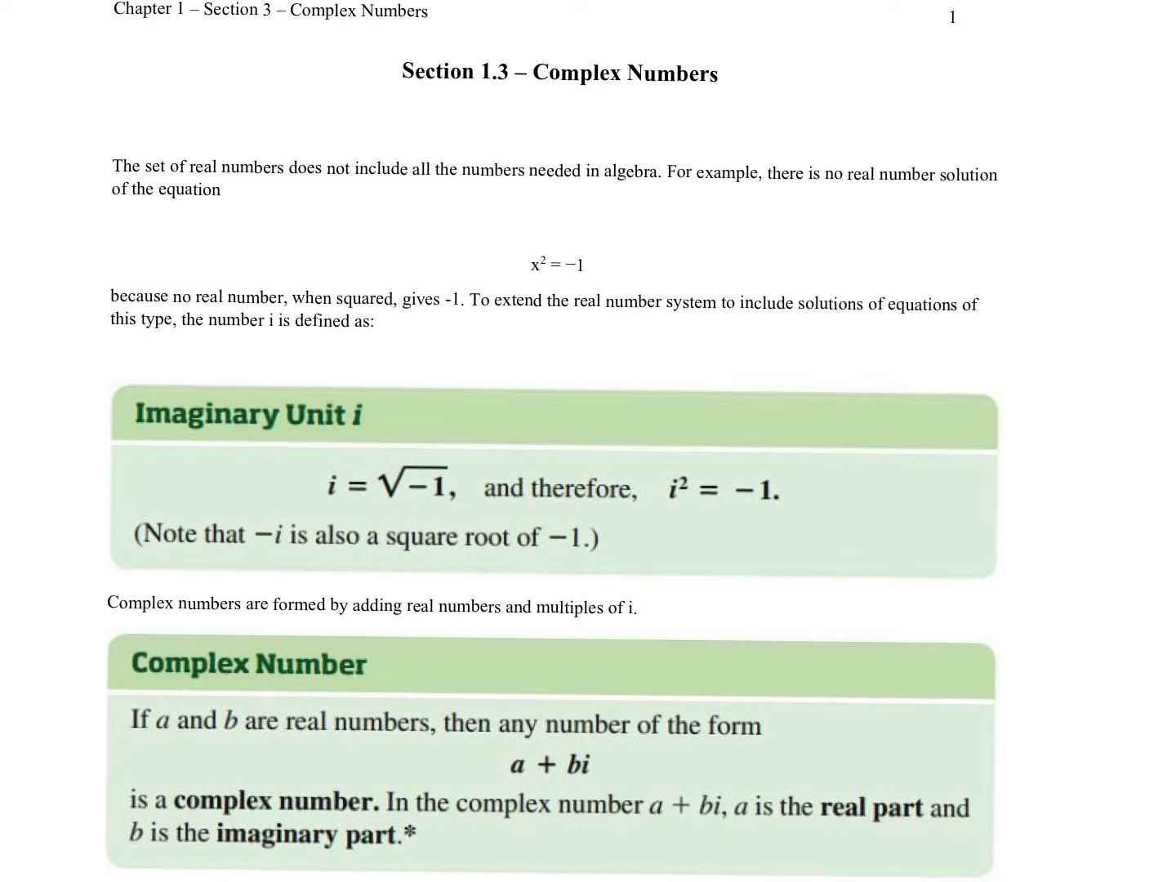So we're going to review complex numbers, which you learned about in Algebra 2. Complex numbers are numbers that have a real and an imaginary part. So let's first talk about an imaginary number.